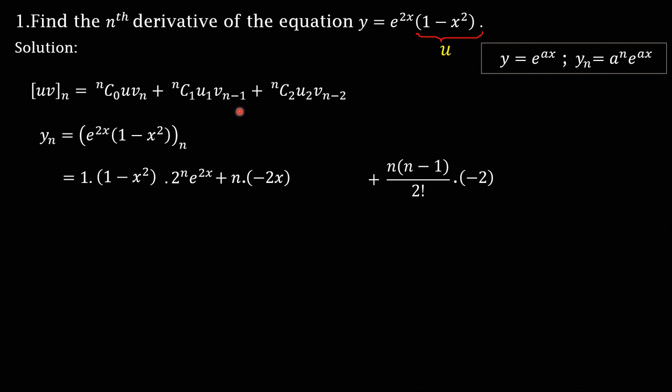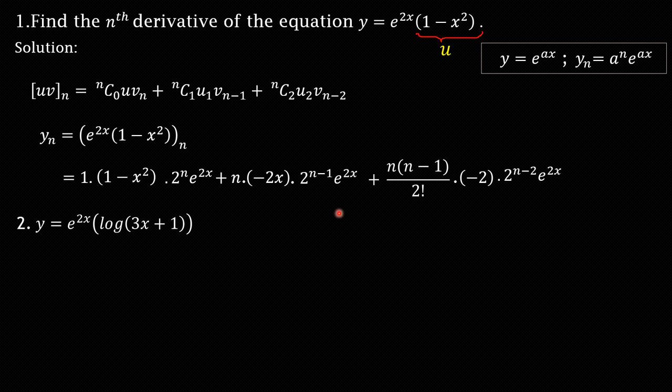To get the n minus 1th derivative of v, replace your n by n minus 1. So what is that? 2 to the power n minus 1 into e to the power 2x. To get n minus 2th derivative of v, replace your n by n minus 2. So that is nothing but 2 to the power n minus 2 into e to the power 2x. So this is the nth derivative of the given product of the two functions e to the power 2x into 1 minus x square. If you want, you can simplify, or else you can leave it at this point itself.